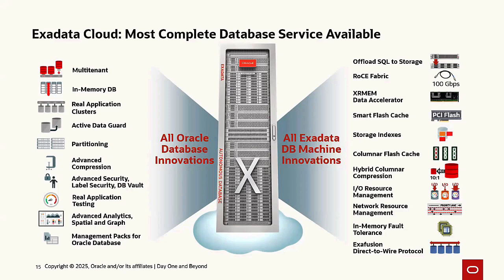On the right side, you see all the Exadata innovations available, right? All the innovations available with the Exadata platform. So storage indexes, then hybrid columnar compression, persistent memory, and 100 Gb RDMA over converged Ethernet. Exadata Cloud includes all these capabilities, all the features shown on the left side of the screen, and also the innovations in a single cloud platform.